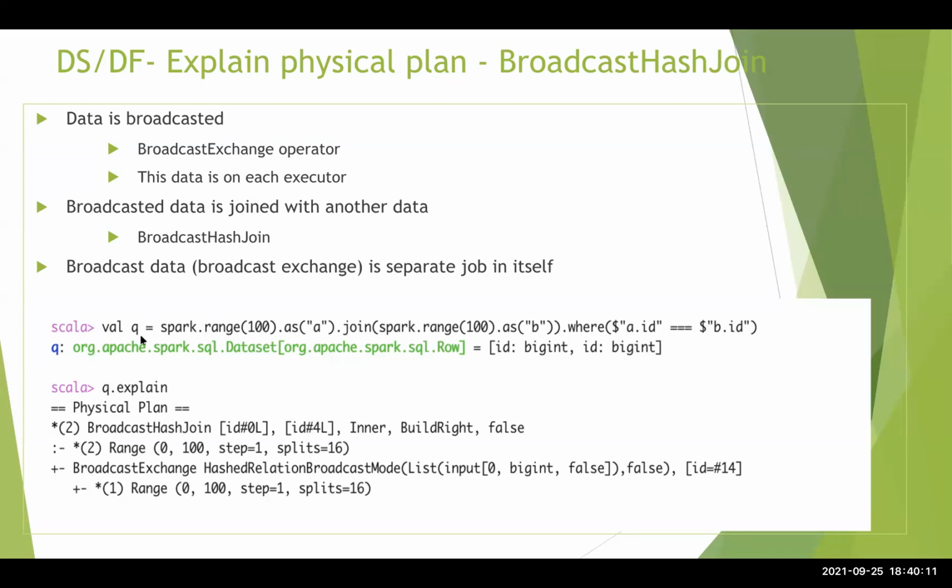So take this, just a random Spark example. You are taking a range of 1 to 100 as A, joining with a range of 1 to 100 as B, where A.id equals B.id. Basically, I'm creating 1 to 100 and 1 to 100 and joining them. When I print the physical plan, you can see a broadcast exchange has happened, and then the broadcast join has happened. The join is inner type, correct?